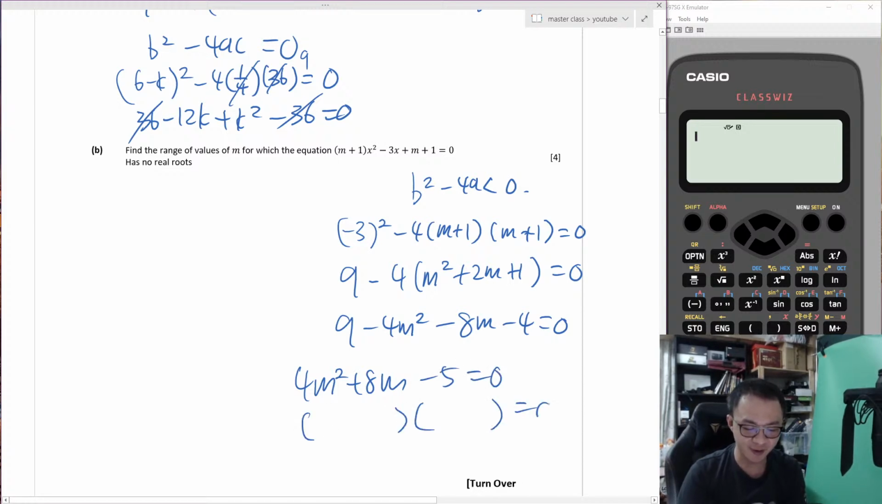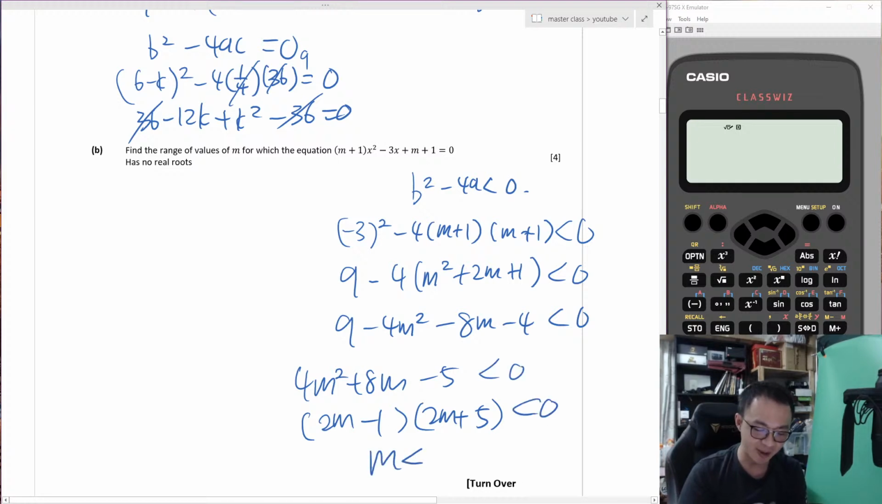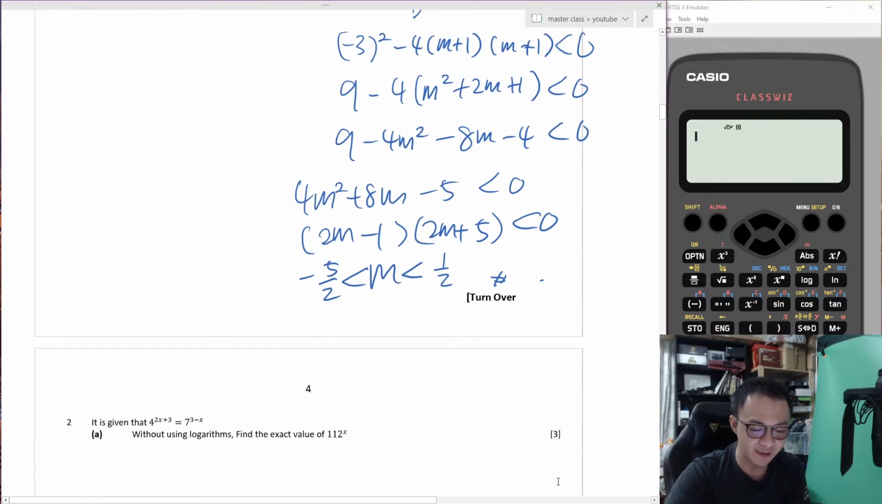Then we just factorize it real quick. (2m plus 5)(2m minus 1). Okay, they ask about inequality, sorry. Then my m must be between 1 over 2 and negative 5 over 2. Okay, just do like this. So, not too bad, the first question.